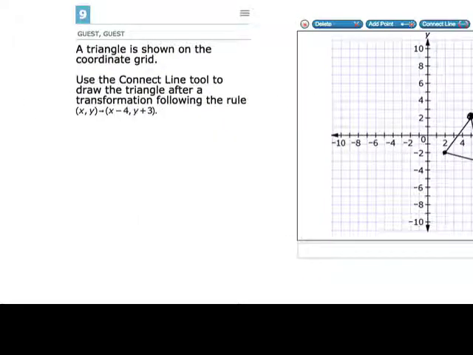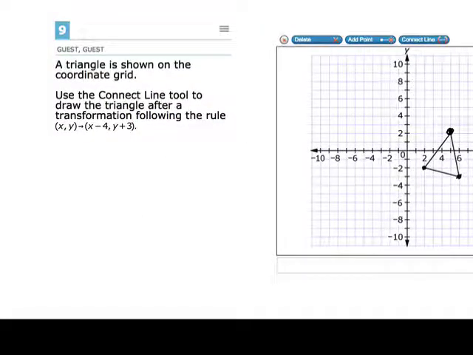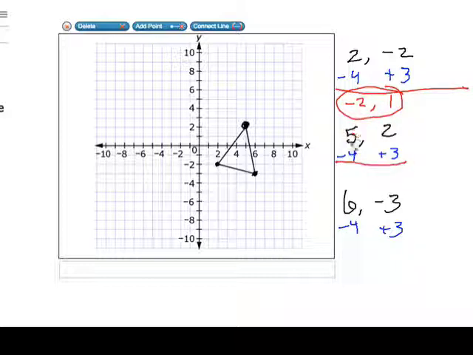What am I doing with all of these? I'm taking x -4, so -4, -4, -4, and I'm plussing 3 to y. +3, +3, and +3. Perfect. So what are my new points? 2 minus 4 is -2, comma, -2 plus 3 is 1. So there's 1 point. 5 minus 4 is 1. 2 plus 3 is 5. There's my next point. 6 minus 4 is 2. -3 plus 3 is 0. There's my next point.